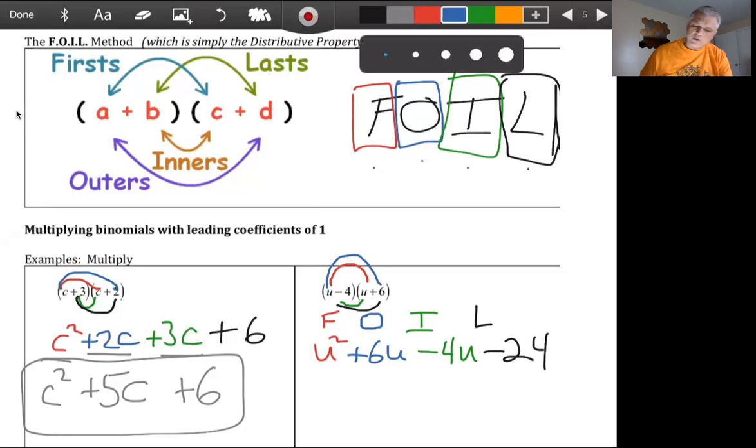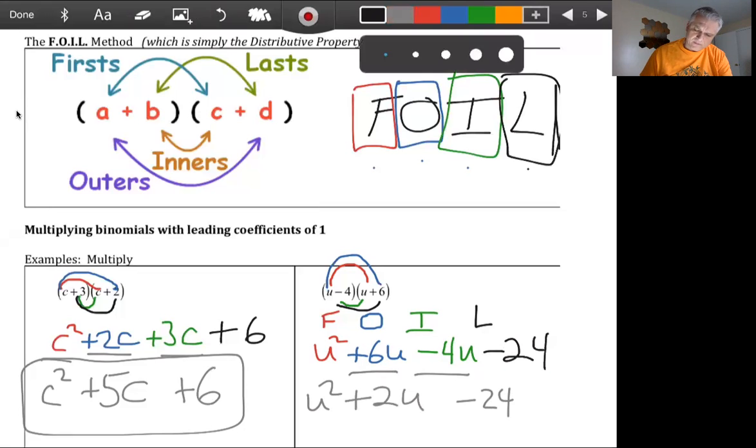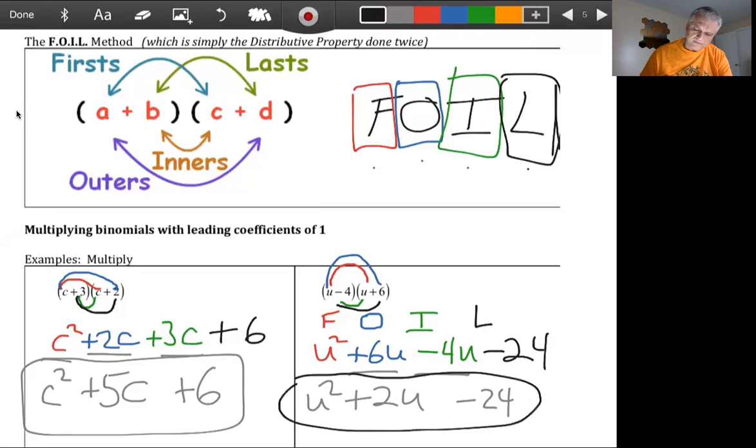Do we have any like terms? Yes, we do. We have a plus 6u and a minus 4u. So let's bring down your u squared. Let's bring down your minus 24. And then combine these two like terms. Plus 6u minus 4u gives you plus 2u. And that will be our answer.